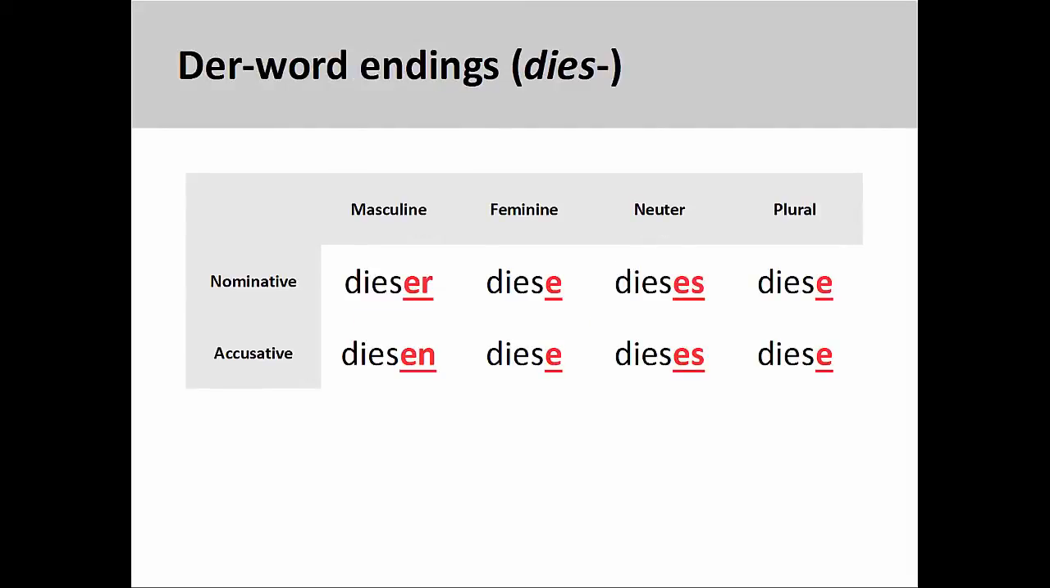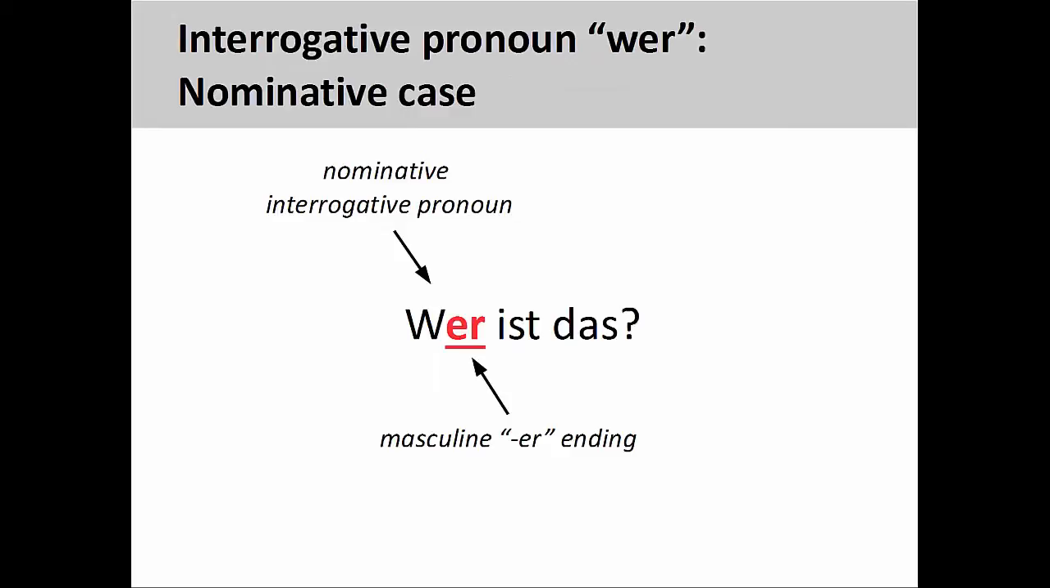It is important to note that the endings for these interrogative words are like the der word endings we have already studied. This slide shows these der word endings using the demonstrative pronoun dies, this. The interrogative pronoun wer, who, always takes a masculine ending. The er ending here indicates that the pronoun is in the nominative case and therefore acting as the subject of the sentence. Wer ist das?